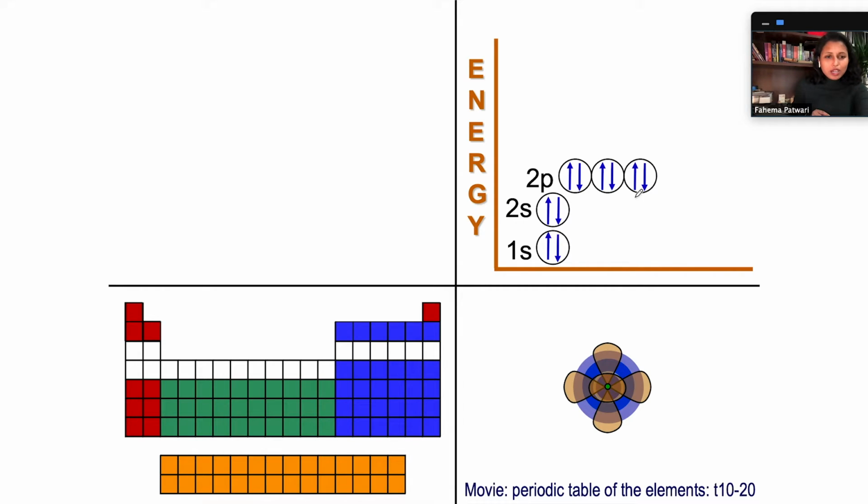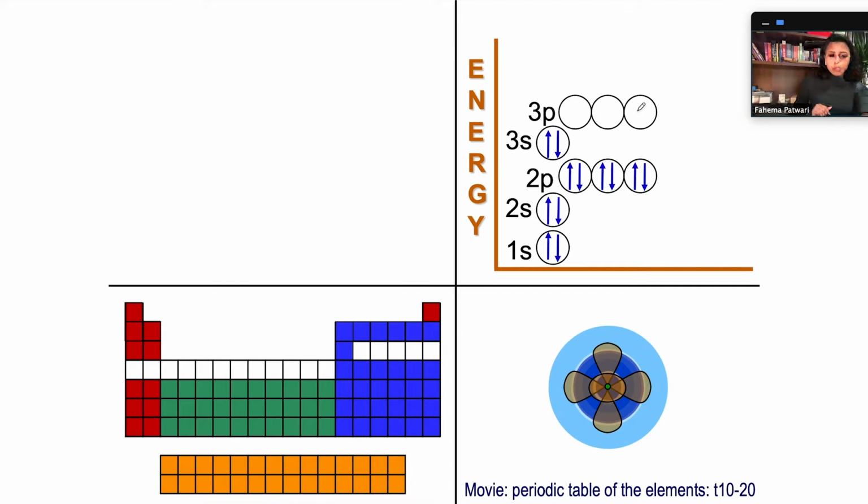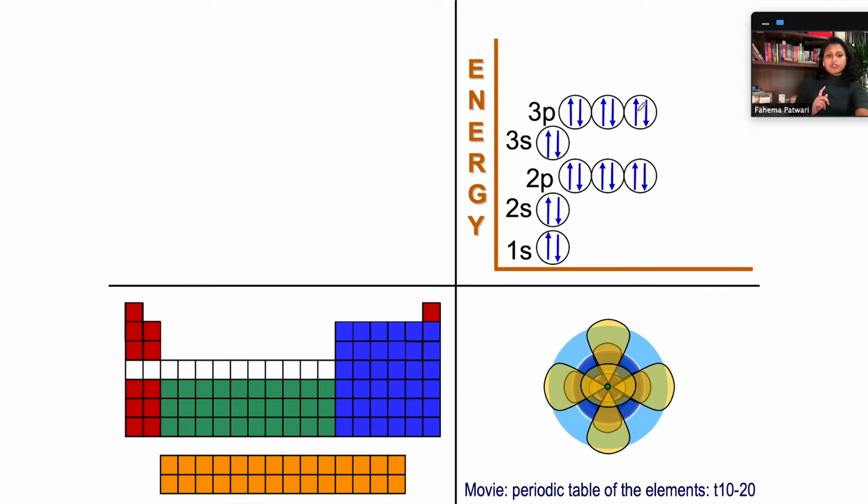And when you have sublevels that are full like this, that's very stable. They're happy how they are, they don't want to change. And basically all of the gases in this last family, they have full p sublevels and they're happy how they are. They're very stable, right? So when you enter the 3p orbitals, it's just a bigger version of 2p. When you enter 3s, that's just a bigger version of 2s.